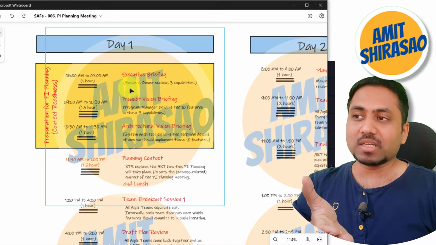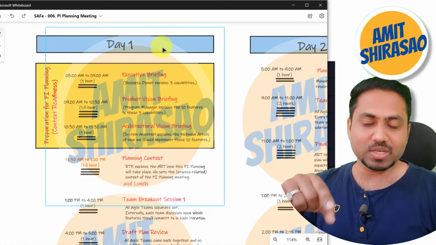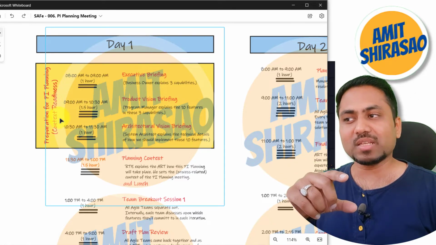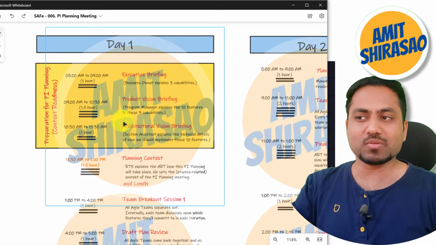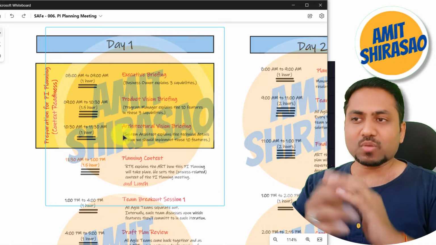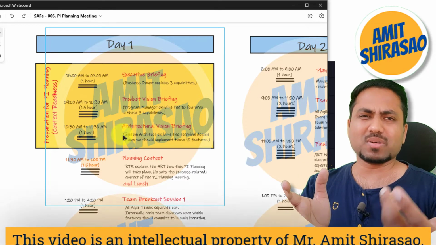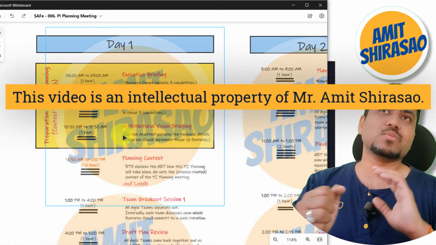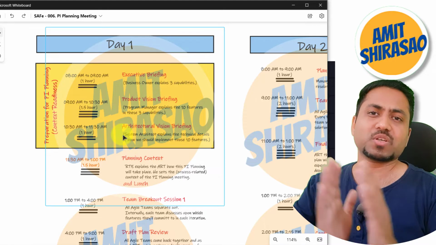But even in the material, they have given these 3 steps in day 1's activities, and they also explain these things in PI planning readiness, that is, how you prepare for a PI planning. So they have given these 3 things, and it's up to you how you want to consider it. I normally think it is a gray area. It depends upon the way you look at it. Different people have different perspectives. I respect all of them.